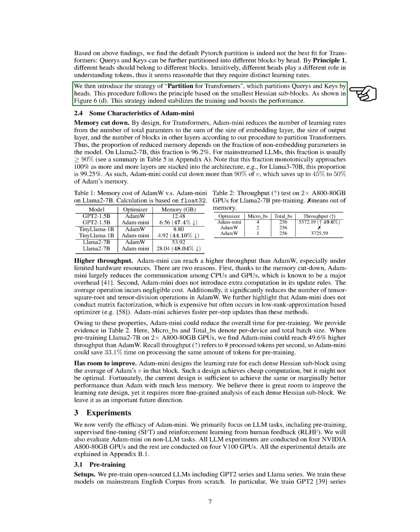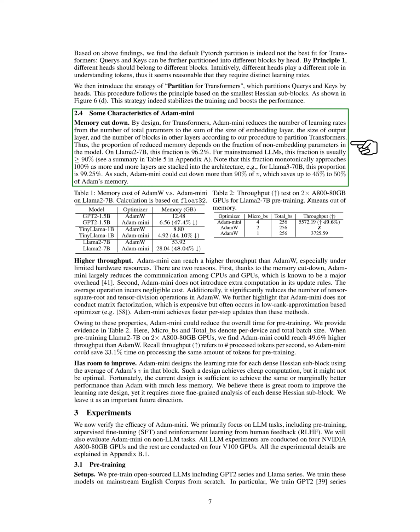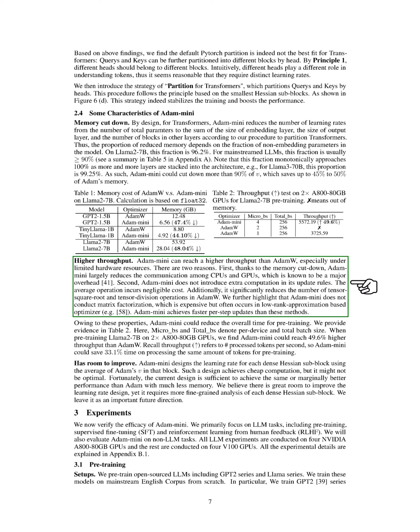Moving on to some characteristics of Adam Mini, we note that it reduces memory usage significantly for transformers by reducing the number of learning rates. This reduction in memory depends on the fraction of non-embedding parameters in the model. Additionally, Adam Mini achieves higher throughput compared to AdamW, especially with limited hardware resources, due to reduced communication overhead and minimal extra computation in its update rules.